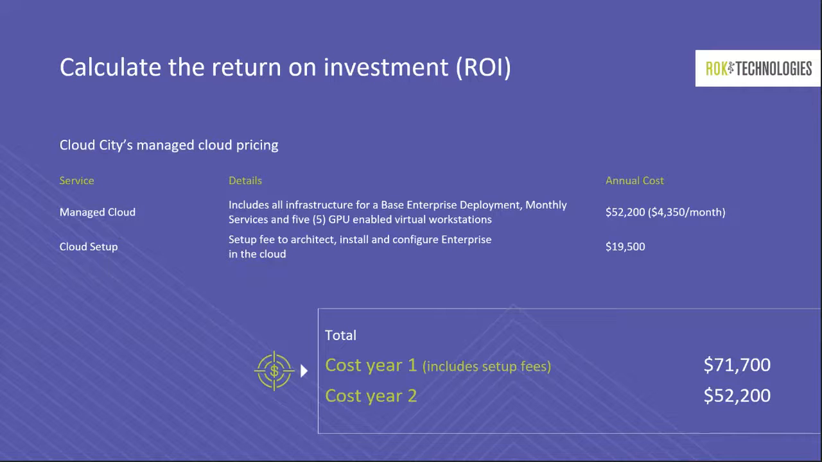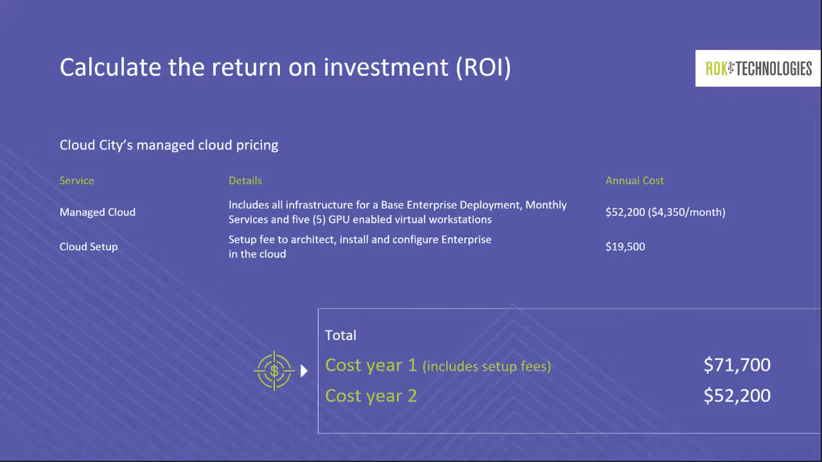Their annual cost was $52,200, which is $4,350 a month. Now, there is a one-time setup fee to get them into the cloud, and this varies. Once again, the numbers that we're providing here are unique to Cloud City. This is going to vary on every organization, but the setup fee to architect and configure that enterprise in the cloud was going to be $19,500.